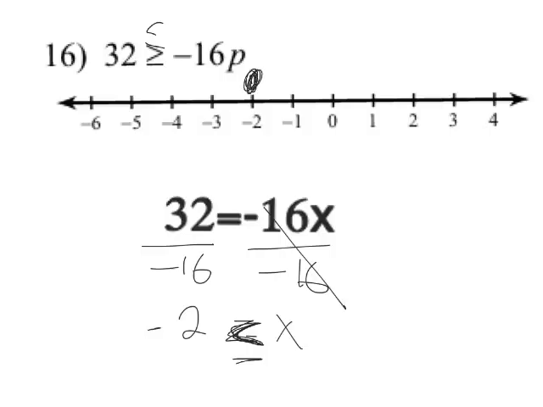Now notice that once again my x isn't in the location to point that way. It's actually going to be the opposite, because the x has the larger numbers. So it's going to be going this way. So my answer is negative 2 is less than or equal to x.